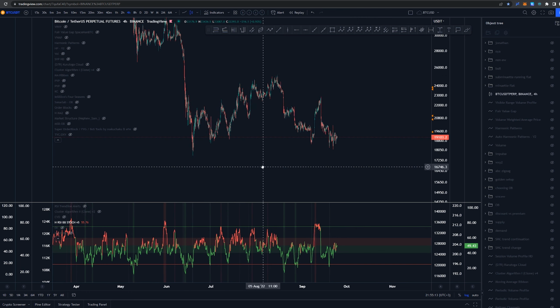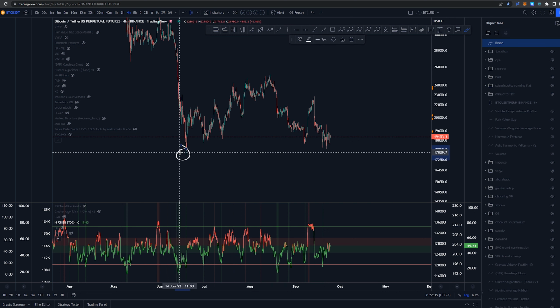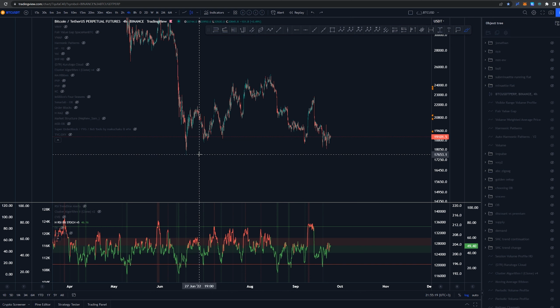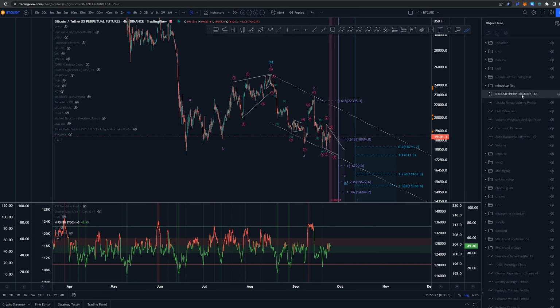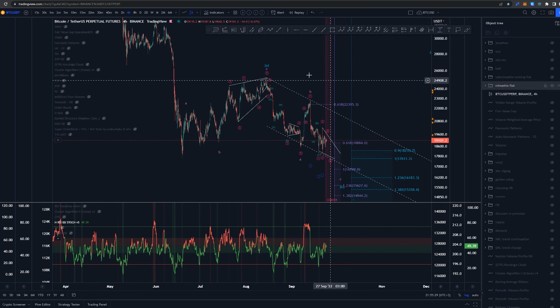Starting on the 4-hour time frame and looking at the count starting from these lows of the 18th of June, basically around 17.6k. Since then we have had a multitude of counts, some of them getting invalid, some of them still being played out, and this is one of them that we are still tracking.